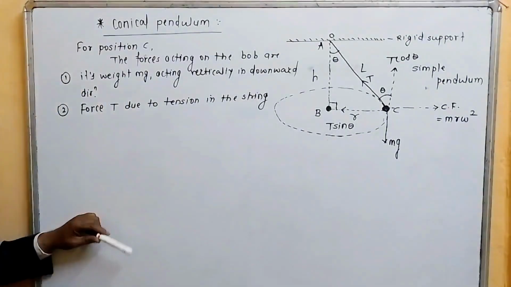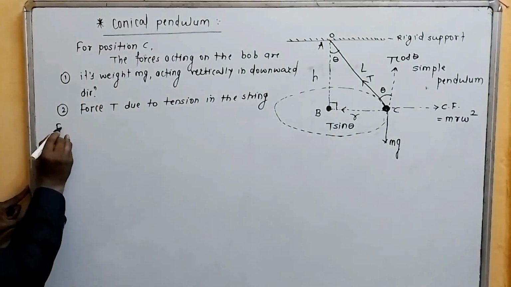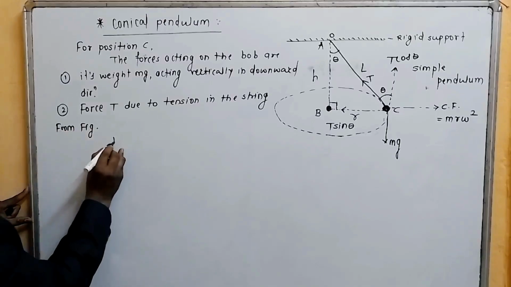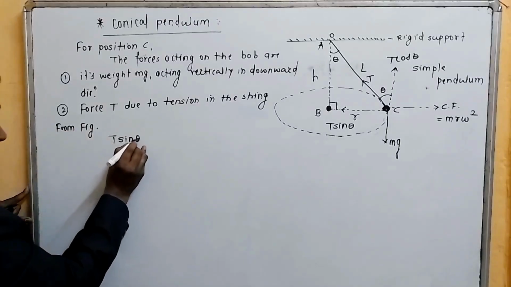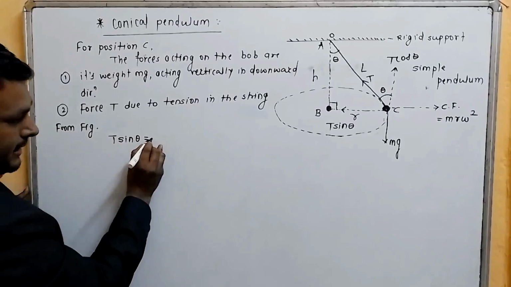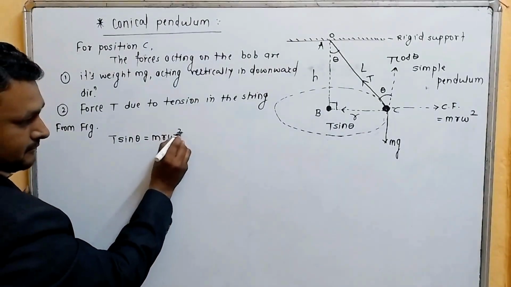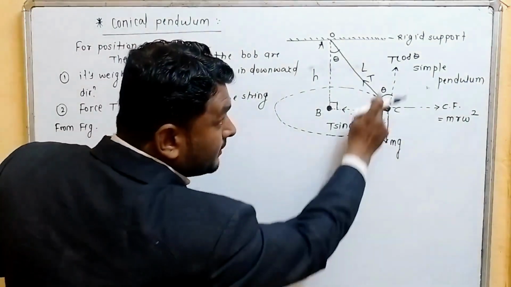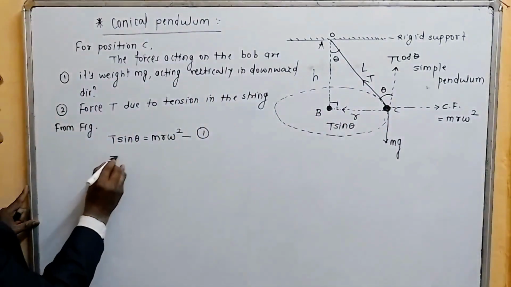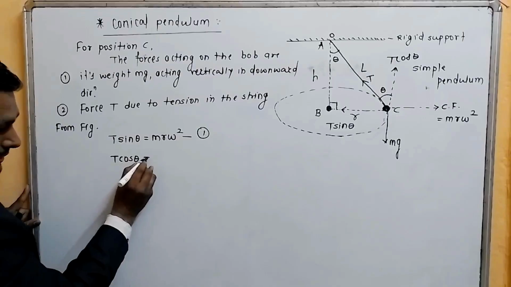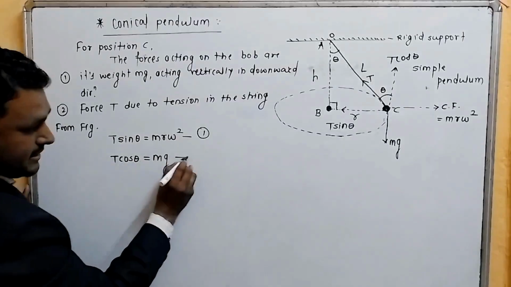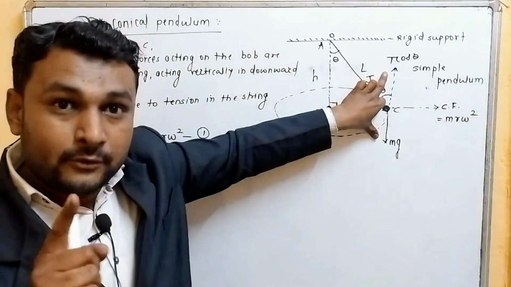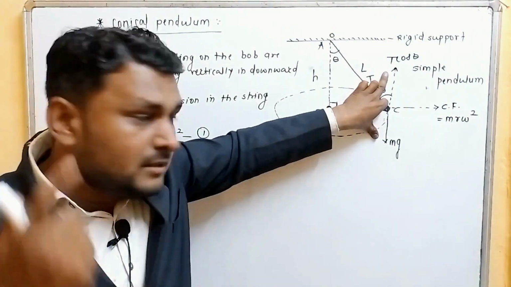So see here, we can write from the figure, T sin theta is equal to m r omega square. Say it as equation number 1. And the second force is T cos theta. So T cos theta is balanced by its weight, that is mg. Say it as equation number 2. So both forces are equal in magnitude but opposite in direction.